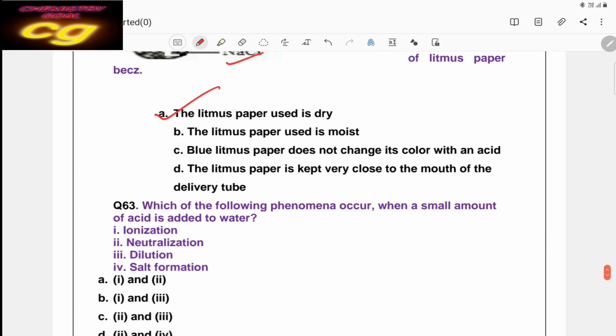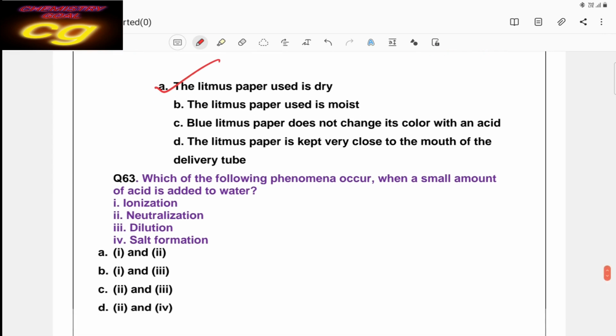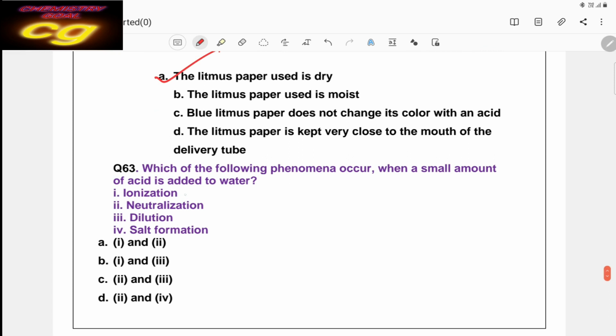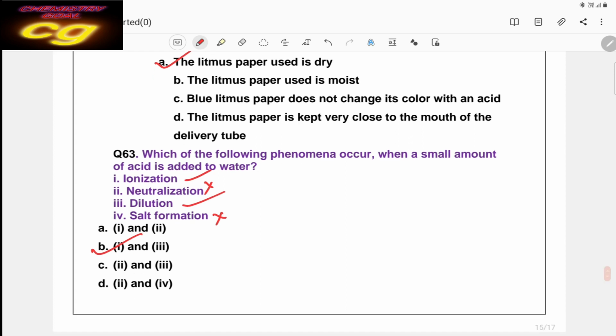Which of the following phenomena occur when a small amount of acid is added to water? If you add acid to water, what happens? Ionization takes place and ions are formed. It is also correct. Neutralization is not possible, because acid is added to water. Dilution is correct. Salt formation is wrong. So these two are wrong. So the answer is first and third. So B is correct. Ionization takes place and dilution.